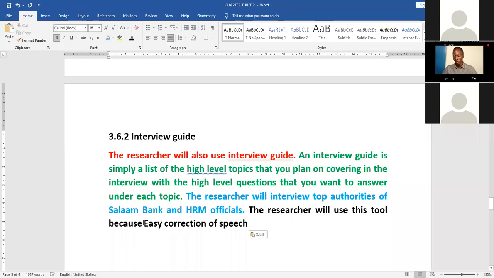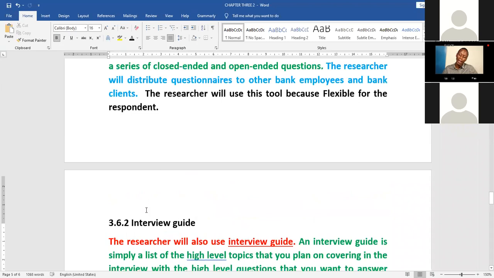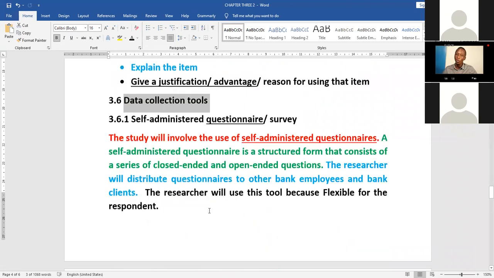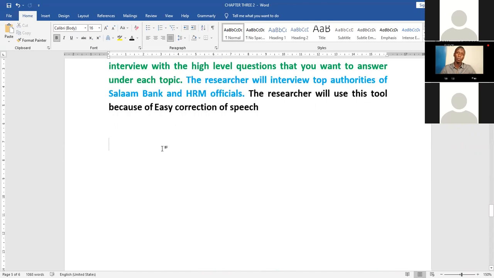Okay, because of is a correction of speech, something like that. So that is what you're supposed to be doing under data correction tools. But before we go to something else, we have two things. We have data correction tools and then we also have data correction methods. The two are totally different from each other.